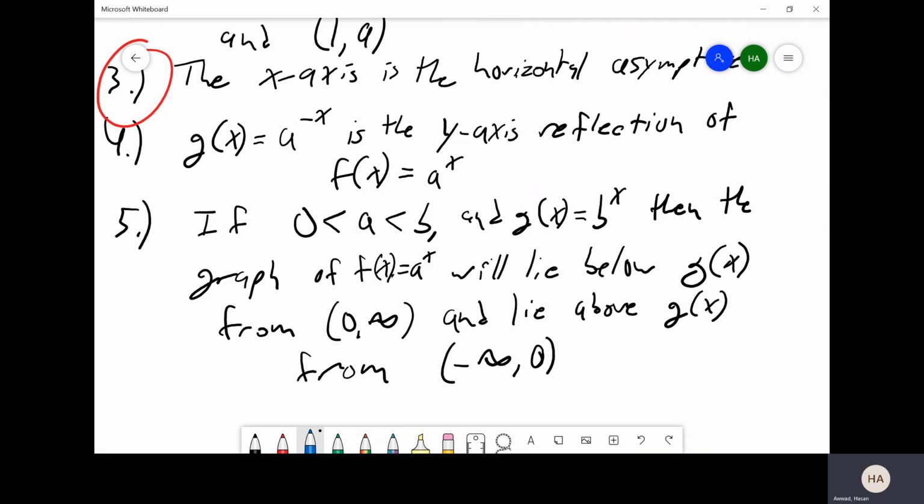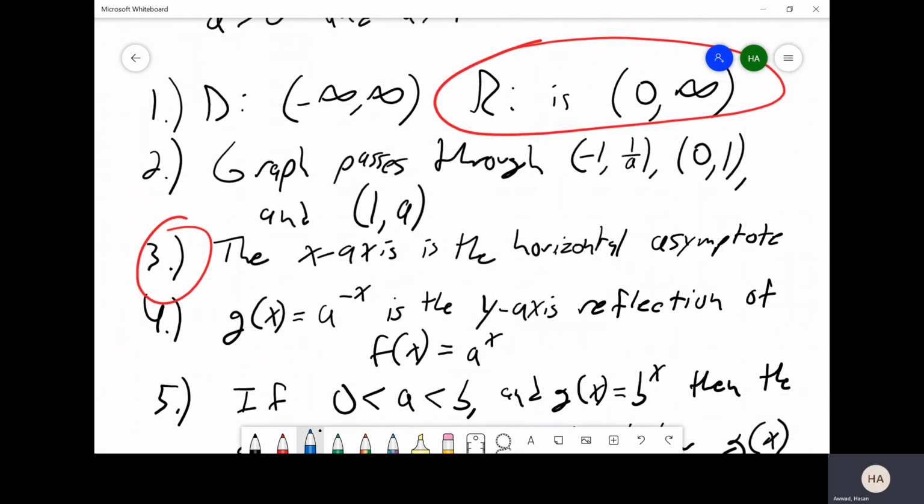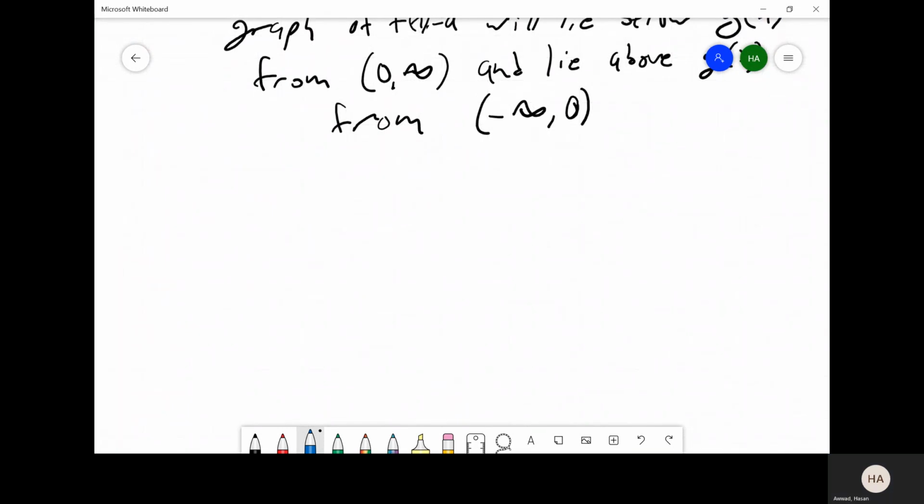I'm 100% sure that made no sense just from reading it, and that's why we'll look at an example of this in just a second. But just take that fact for what it is. That is a fact about exponential functions that are in this form. As long as you understand the first four, you're good to go, and the fifth one will make more sense when I show you an example.